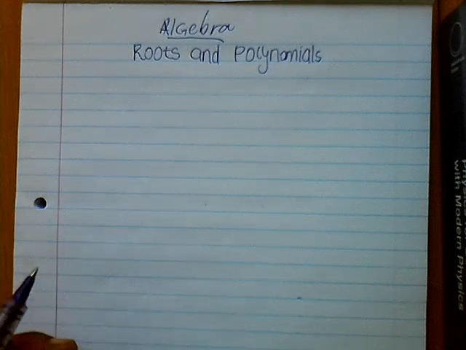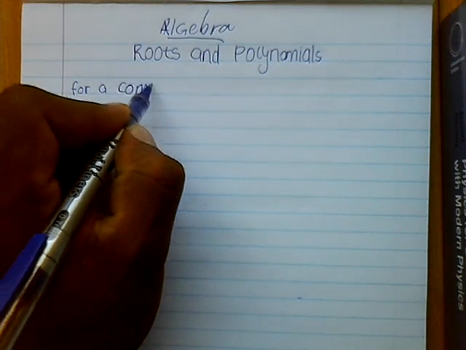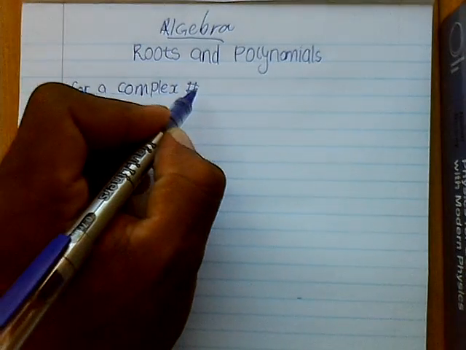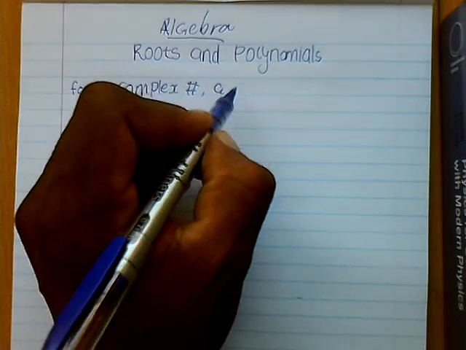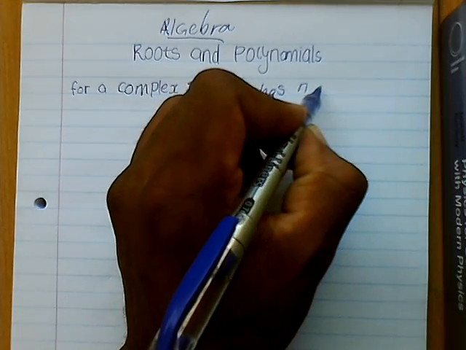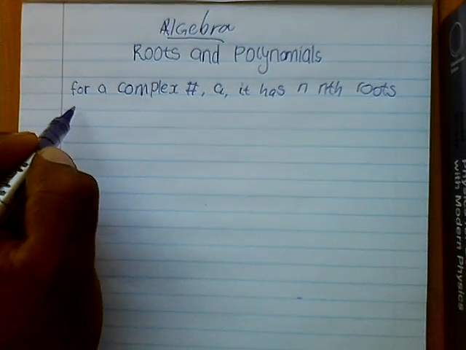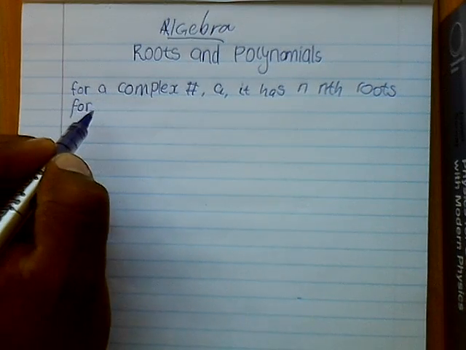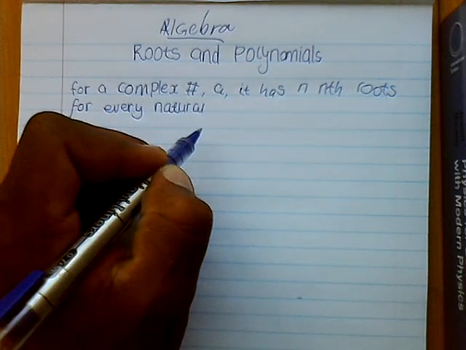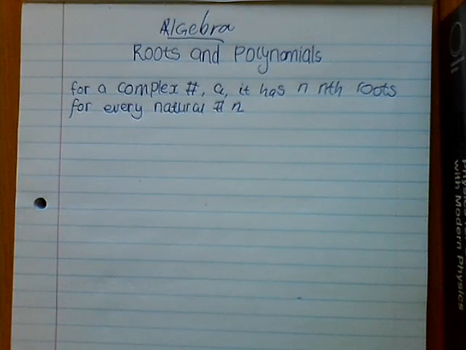What we want to show is that for a complex number, let's call that complex number a, it has n nth roots for every natural number n.